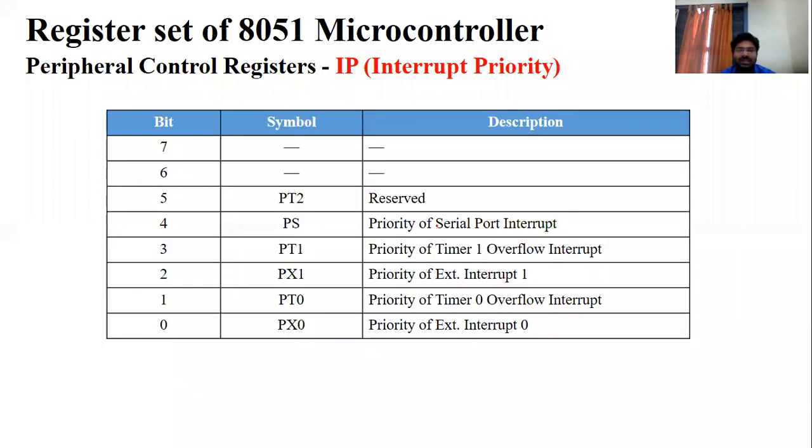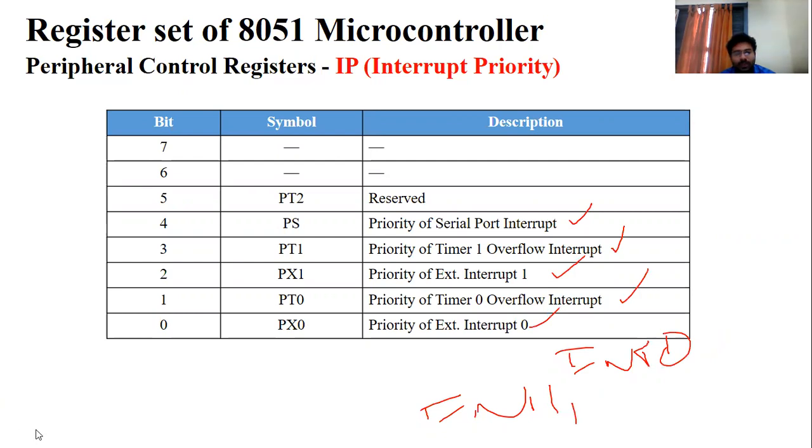These are the priority bits: timer 1 overflow interrupt priority, then external interrupt 1 priority, timer 0 overflow interrupt priority, and external interrupt 0 priority. We have INT 0 and INT 1 only. See this in the pin diagram, you remember the pin diagram. You have only the pins INT 0 and INT 1.